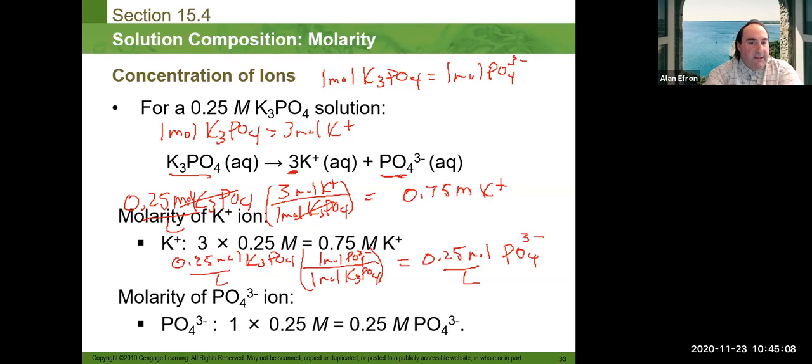Any questions on that? A lot of times you're not asked about the entire ionic compound. You may just be interested in the real concentration of those ions floating around in the solution. When these are in solution, you've got potassium ions and phosphate ions floating around, and it's important to know the concentrations of each. Maybe you want to add something to the solution to precipitate out just one of the ions. So it's good to know those concentrations, so you know what concentration you need to add to do something like that.